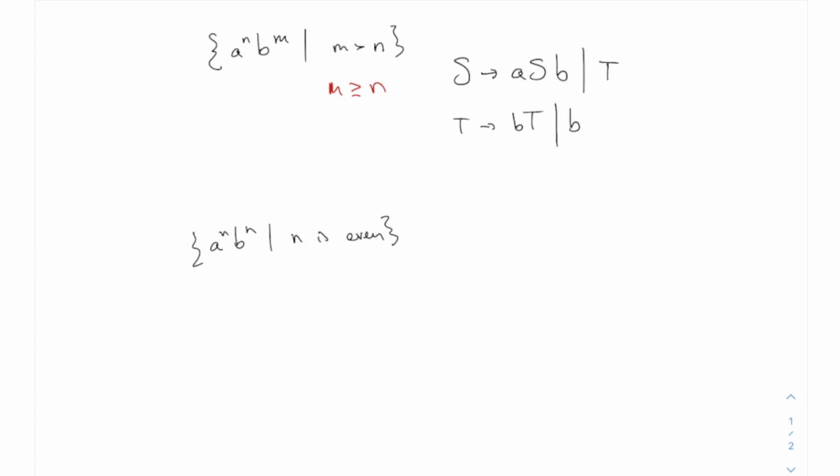Yeah, great. How about this one? A to the N, B to the N, where N is even. This is a little tricky, maybe? I don't know. Actually, if you think about it in the right way, it's not very tricky at all. Anybody think about it in the right way? There's some kind of balancing here. We have the same number of A's as B's, but you got to make sure that that amount is always even. Yeah? It would be like S to A, S, B.